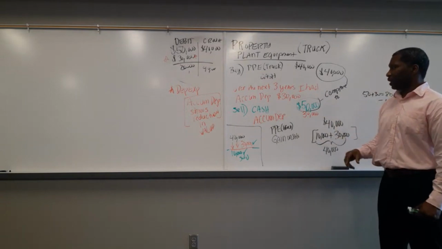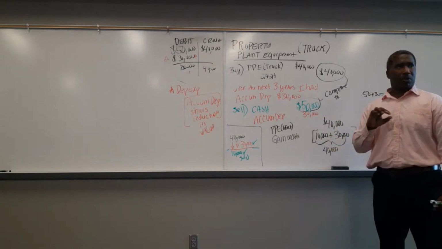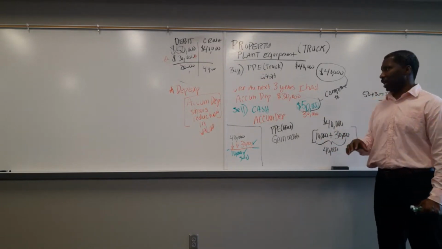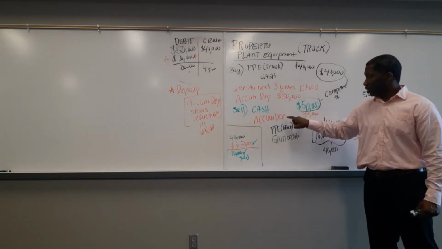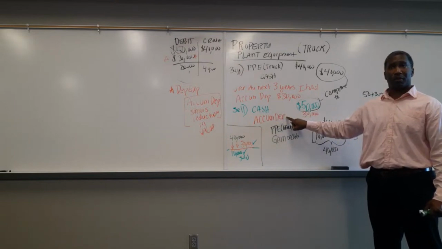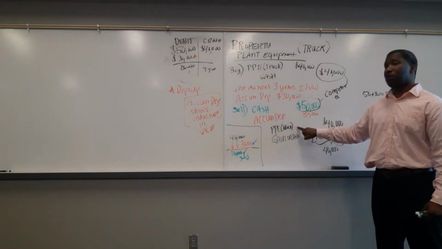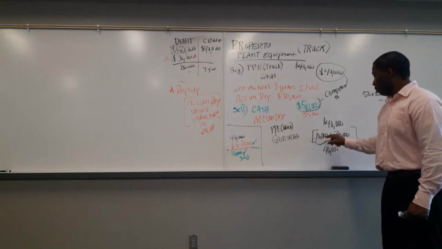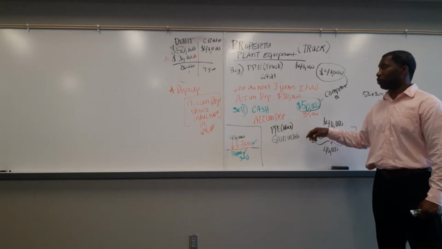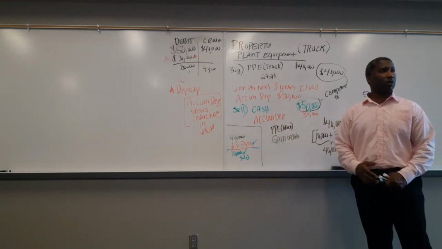The only difference is if you sold at a loss, it's going to be the same. Even if you sold at a loss, you're still going to debit cash. You're still going to remove depreciation. You're still going to remove the property, plant, and equipment. The only thing is that your difference will be the difference for your gain on sale, which at that time would be a loss if you sold it for less.